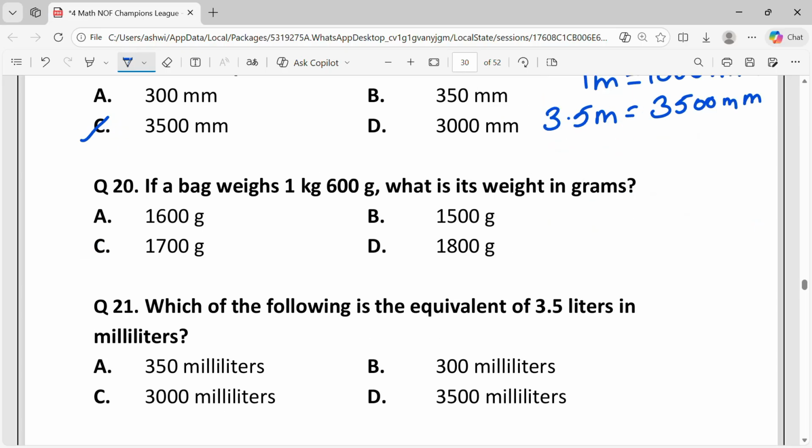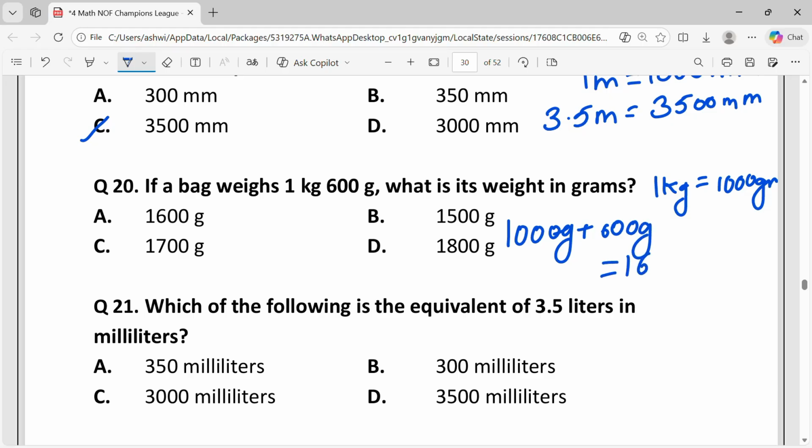Question 20. If a bag weighs 1 kg 600 grams, what is its weight in grams? We know that 1 kg is equal to 1000 grams. So 1 kg 600 grams will be 1000 grams plus 600 grams, that is equal to 1600 grams. That is option A.